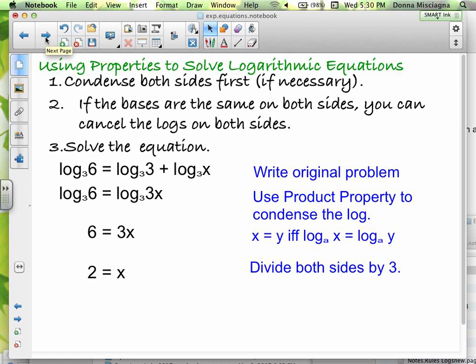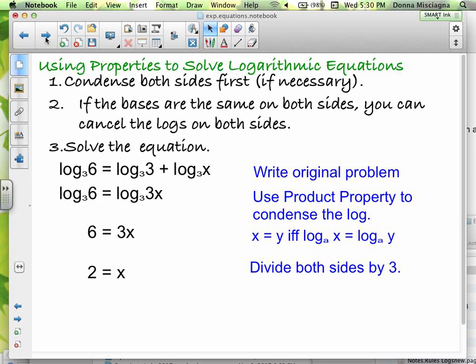All right, so here's the first one, and I believe it's on the back side of your notes. Yes, I'm correct. So here we're going to condense both sides first if necessary, and you can see only one side needs to be condensed. It's the side with the two logs. So we have log base 3 of 6 equals log base 3 of 3 plus log base 3 of x. We use the product property to condense the log.